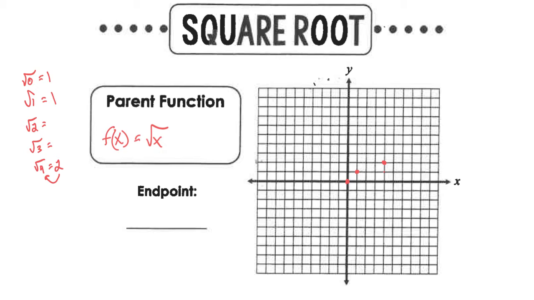And to get the next one, square root of 5 doesn't work, square root of 6 doesn't work, square root of 7, square root of 8 doesn't work until I get to the square root of 9. Square root of 9 is going to give me 3. So if I go over to 9, down, and finally up to 3.